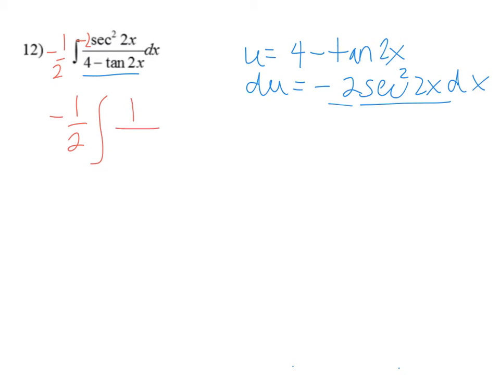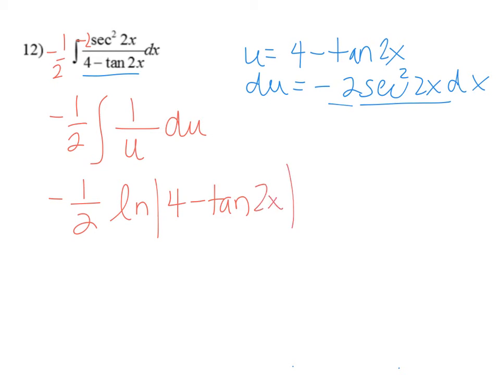Okay, so that would give me 1 over u du. Well, 1 over u is just the natural log, so I have negative 1/2 natural log of, and go back to u, 4 minus tangent 2x plus c.